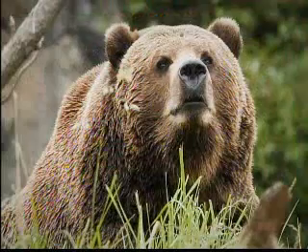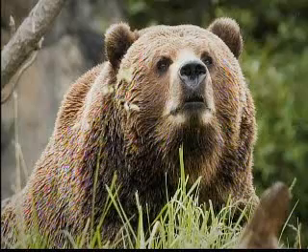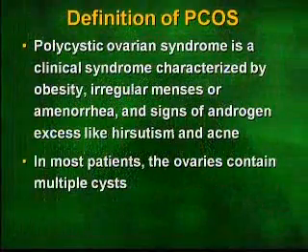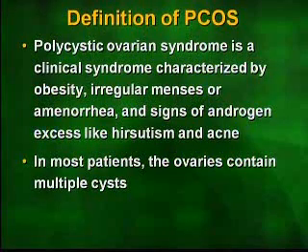PCOS is a real bear of a problem, and this is a beautiful little bear, so we're going to talk about it. Polycystic ovarian syndrome is a clinical syndrome characterized by obesity, irregular periods or amenorrhea, and signs of androgen excess like hirsutism and acne. In most patients, the ovaries also will contain multiple cysts.